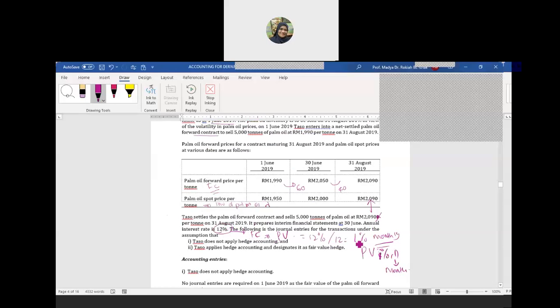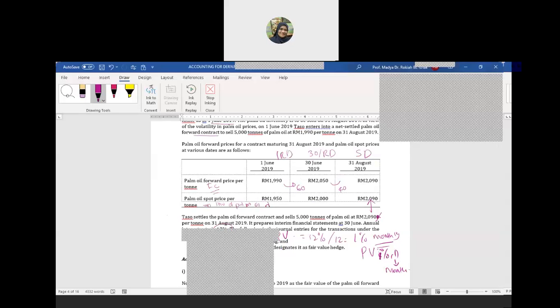Okay, so the first one that we have here, we're going to prepare the interim financial reporting on 30th of June. So this is your reporting date, this is your initial recognition date, and then this is your settlement date. Okay, we have 3 dates here. Okay, now assume that Tasso does not apply hedge accounting.